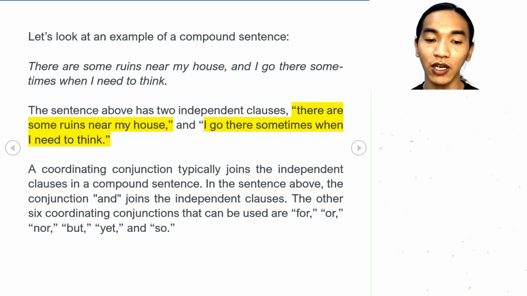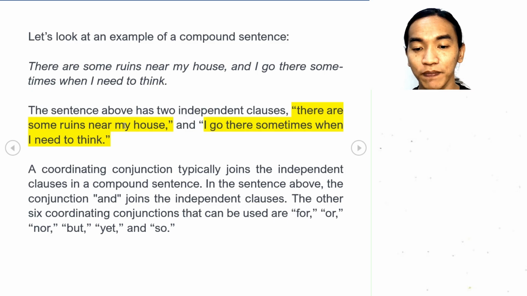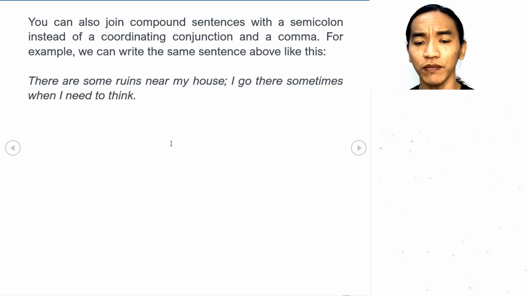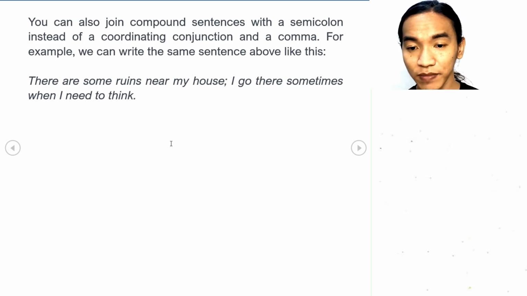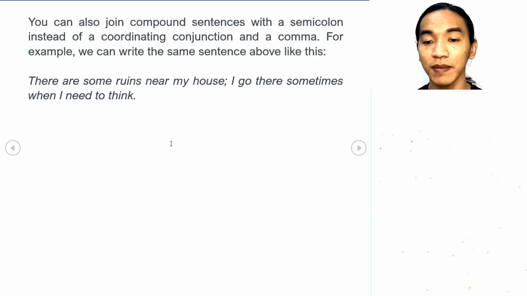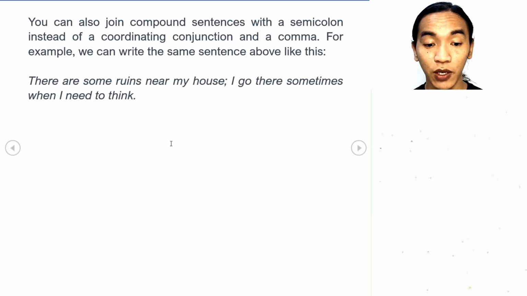So a coordinating conjunction typically joins independent clauses in a compound sentence. Remember, that's the function of your coordinating conjunction. It's to combine independent clauses. All right. The other six coordinating conjunctions, we know that they're FANBOYS. Okay. Now, you can also join compound sentences with a semicolon instead of a coordinating conjunction and a comma. So for example, you can say like this: there are some ruins near my house; I go there sometimes when I need to think. So remember, these sentences or independent clauses should be closely related.